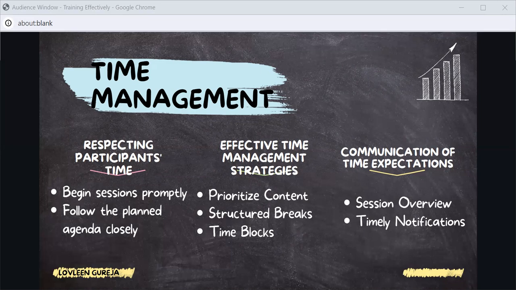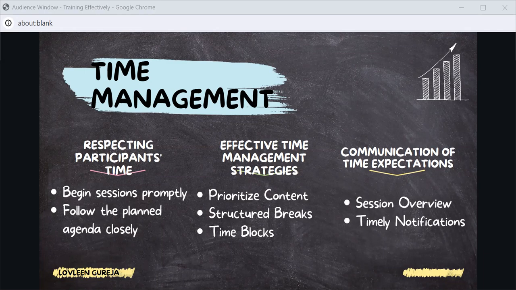And adapt to questions. Be flexible. Address the participants' questions. While it is crucial to stick to the schedule, you should always have time for relevant queries, because only that will enhance clarity and the participants' understanding. Right? Okay. And most important, communication of the time expectations that you have.